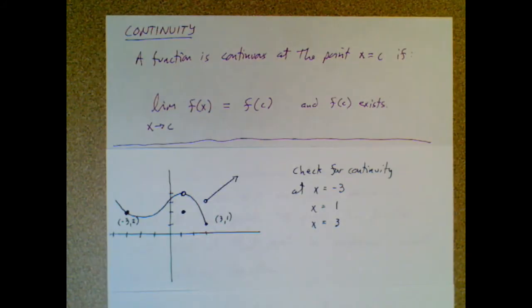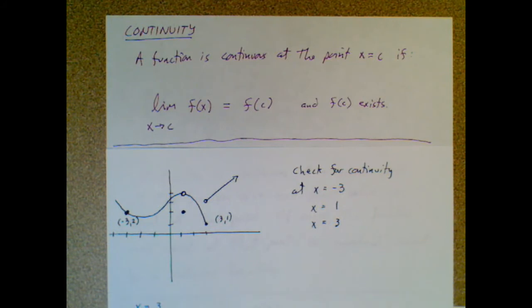So here we have an awkward looking graph, and we're going to check for continuity at 3 locations: x equals -3, x equals 1, and x equals 3. And your eyeballs already tell you continuous, discontinuous, discontinuous. But we're going to show how you can put that into the picky math language.